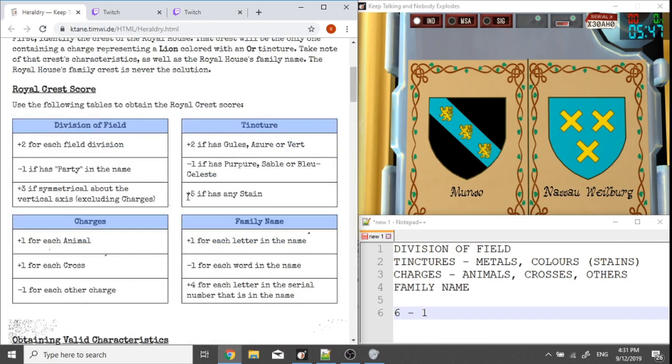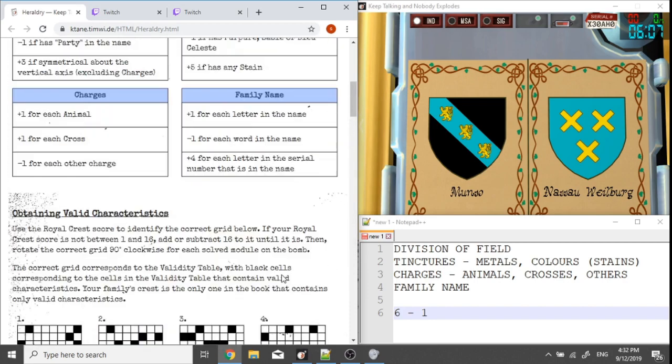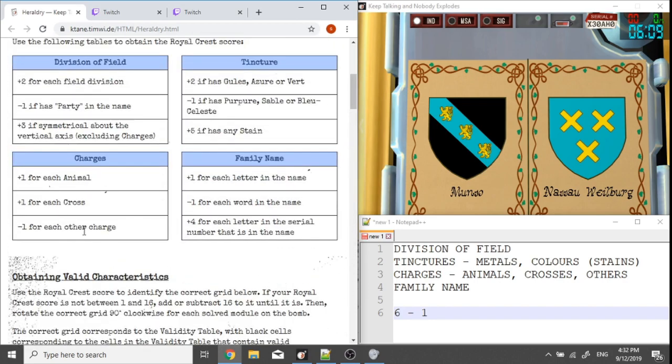Plus 5 if it has any stain. So stains, as I said earlier, refer to sanguine, murrey, and tenne. Do we have any of these colors on here? On the fields or the charges? No. So we would ignore that. Charges. So we have essentially minus 1 for our tincture. So we have 5 so far.